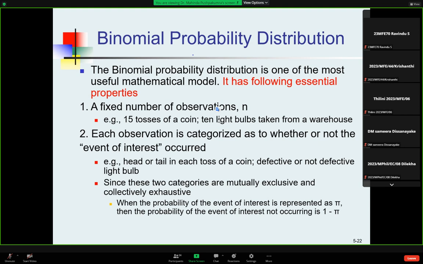Okay, then these are the examples for binomial distributions. Then here I'm going to explain how we can construct or how we can derive the binomial equation.